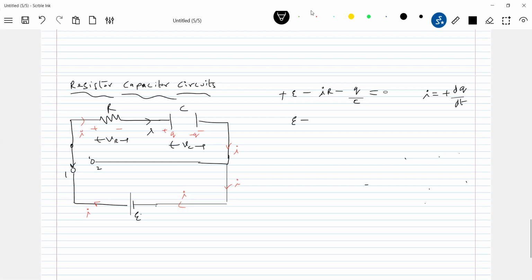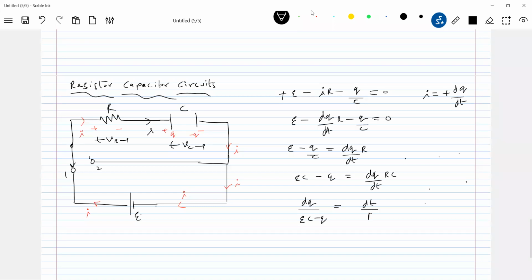Now let me write here. What is I? This is dq by dt, and VC is q by C. So this will be E minus q by C equal to dq by dt into R. Let me adjust it in some form. Let me integrate this. So this will become dt by RC.